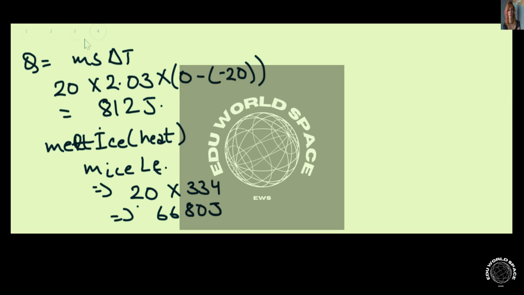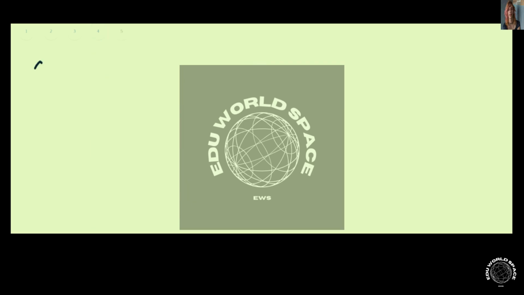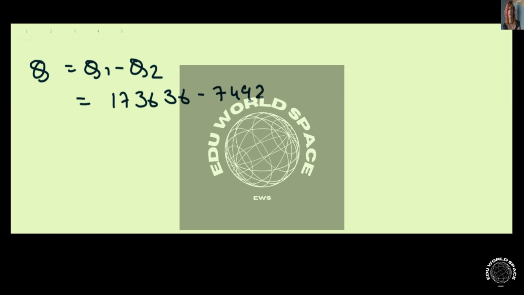We also have the value of Q1 greater than Q2. So total Q will be equal to Q1 minus Q2, that is 173636 minus 7492 equals 166144 joules.